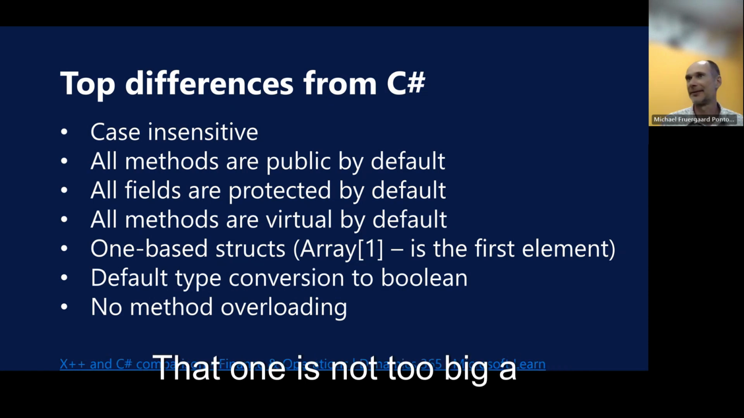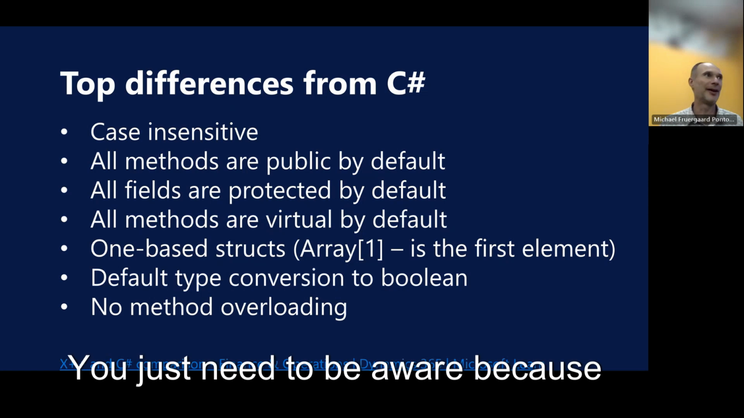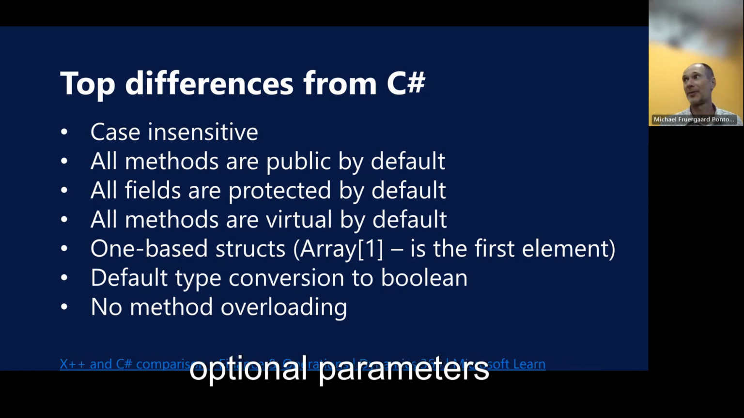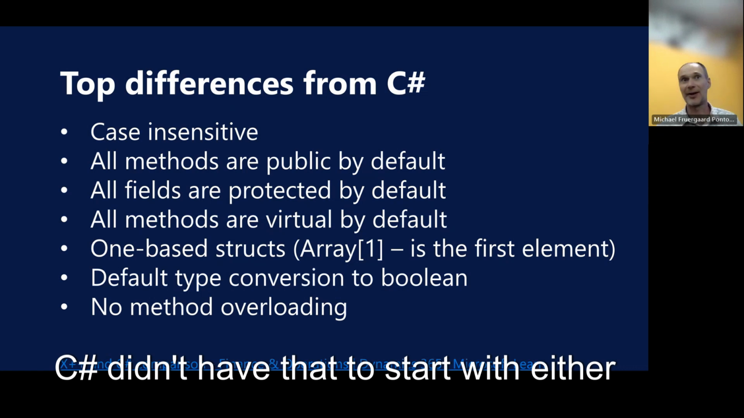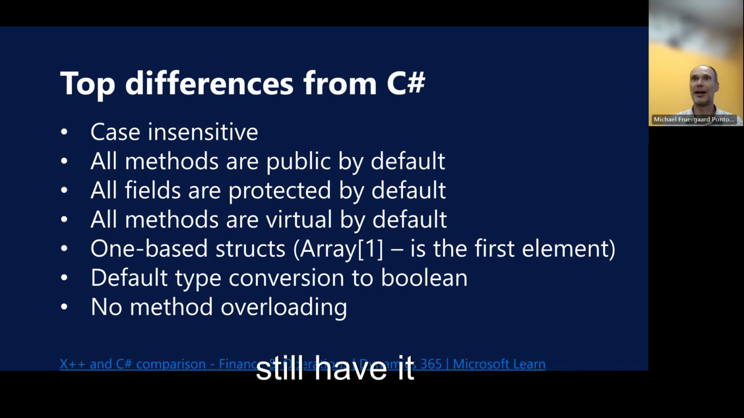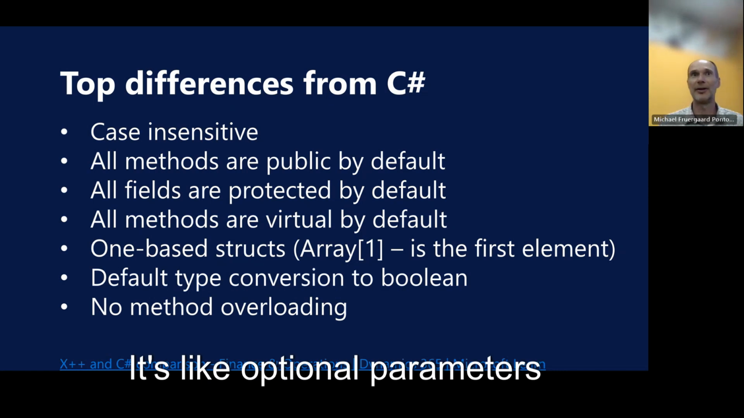Yeah, that one is not too big a deal. You just need to be aware, because if you start asking, hey, why can't I, then that's why. We do have optional parameters. C# didn't have that to start with either. But X++ has it, so if you really want to have different parameter profiles, you can still have it, but as optional parameters.